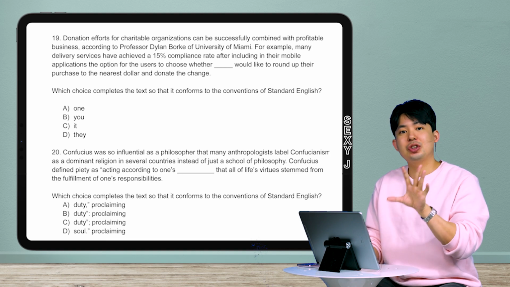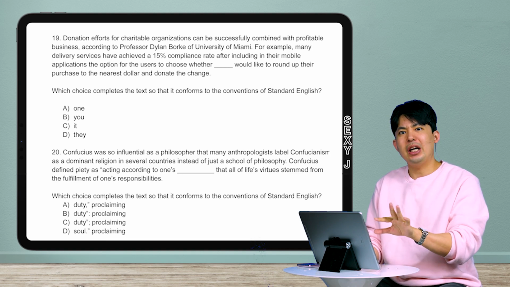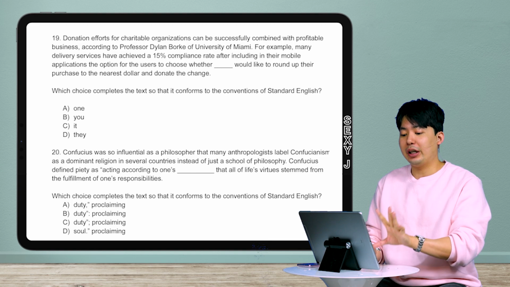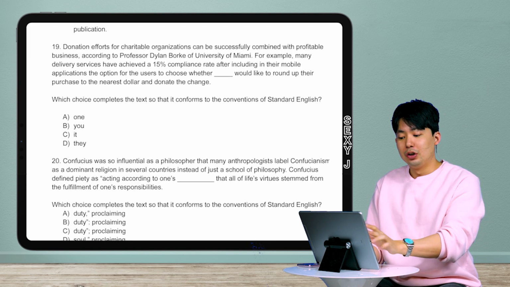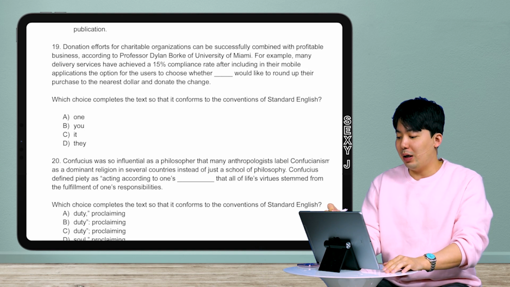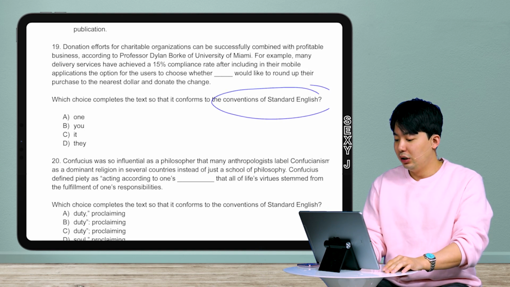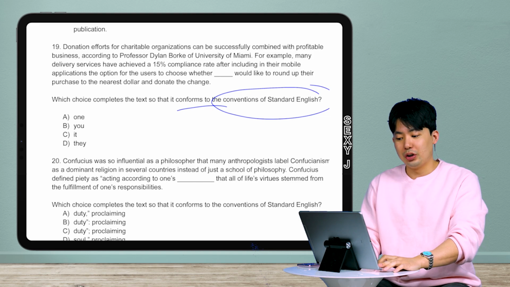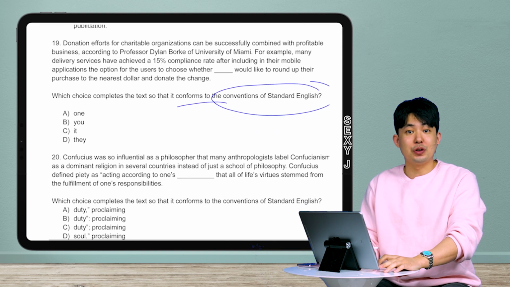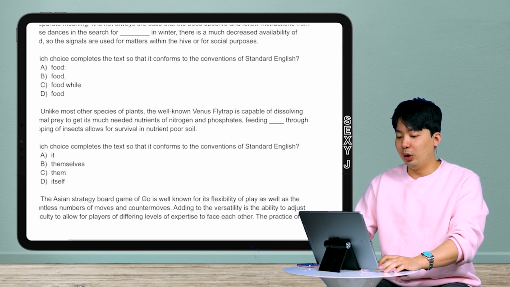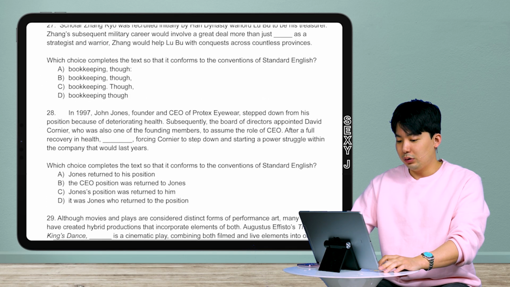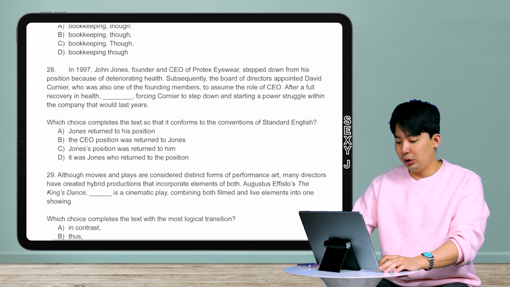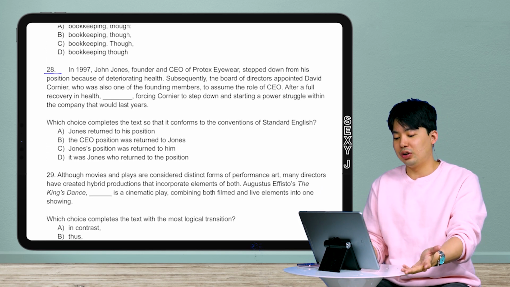So it's about 10 to 11 questions, anywhere from 9 to 11, I would say, and they're right in the middle. It starts with number 19, which is right here. How do you know that this is a grammar question? Because it says conventions of standard English. It conforms to the conventions of standard English, and how many of them in a row are like that? You see on this test, 19 through, I believe, 28. Yes, 19 through 28. So that's 9 questions on this one, right?